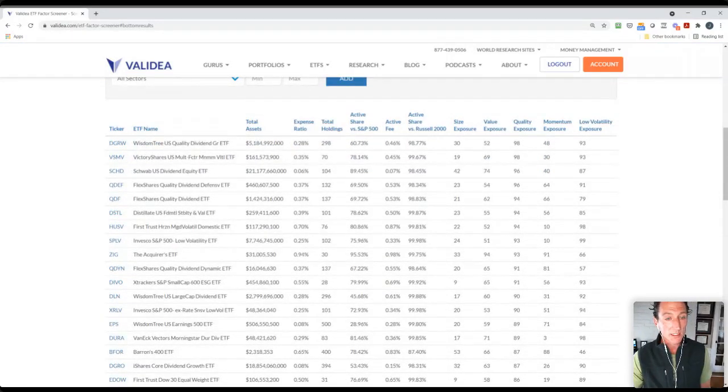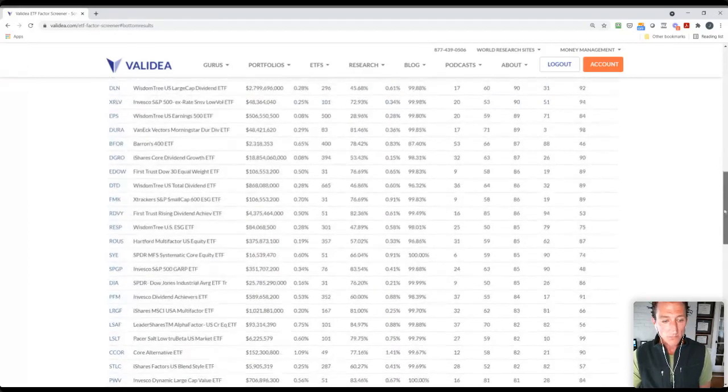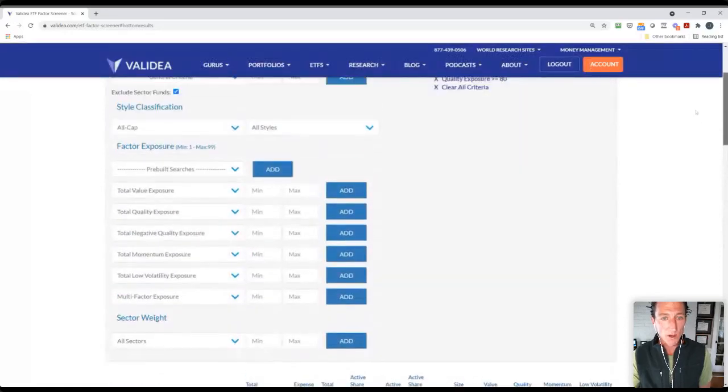WisdomTree US Quality Dividend Growth ETF makes sense. Victory Shares Multi-Factor, this looks like a momentum one. The Schwab US Dividend Equity ETF. And then coming across, you see the standard stuff: the assets, the expense ratio, number of holdings, active share, active fee, size exposure, value exposure, quality exposure. And these are all internal scores that we come up with based on the underlying holdings of the ETF on any given day. So we do that as well on Validea.